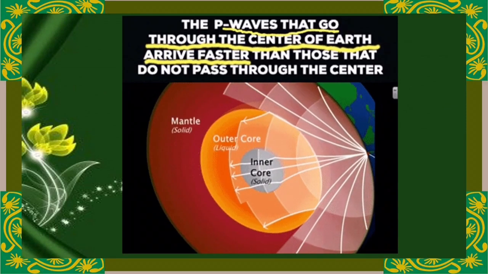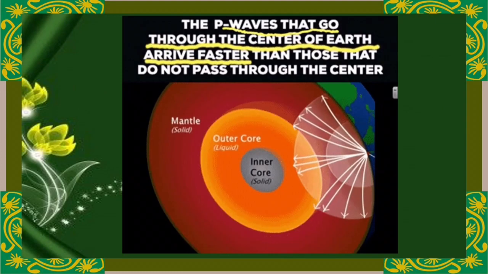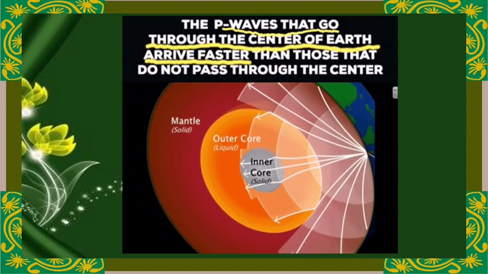The P waves that go through the center of the earth arrive faster than those that do not pass through the center.